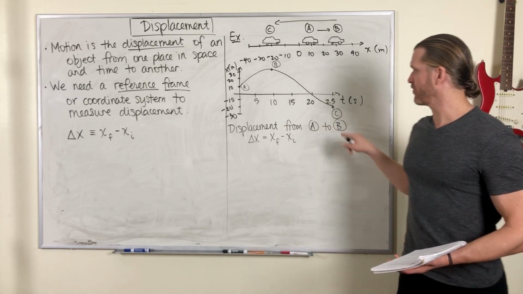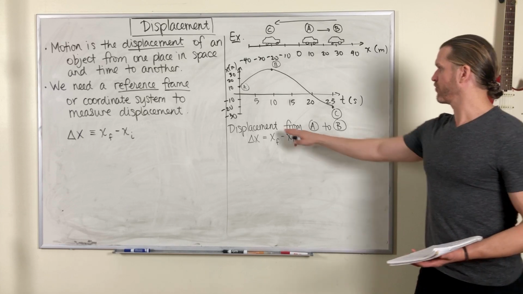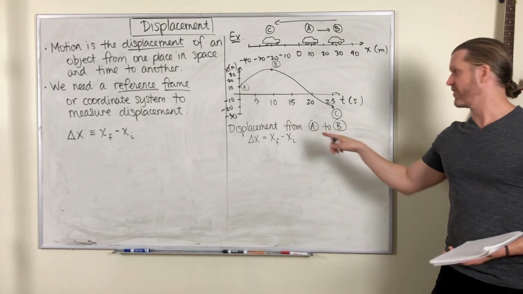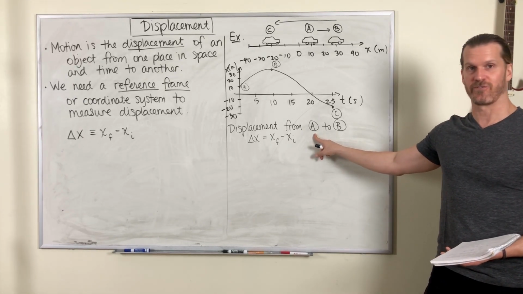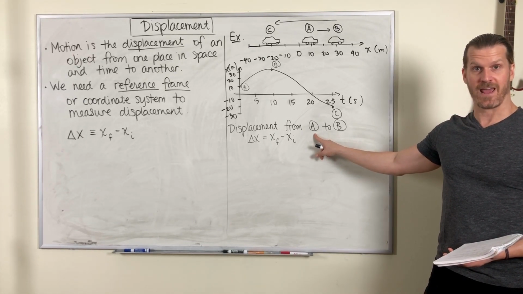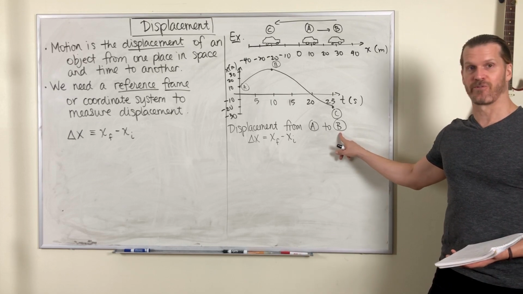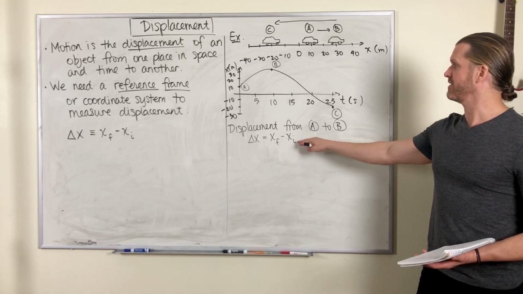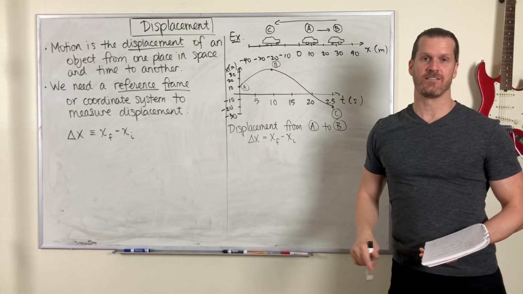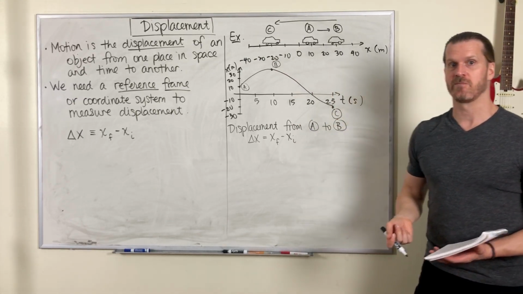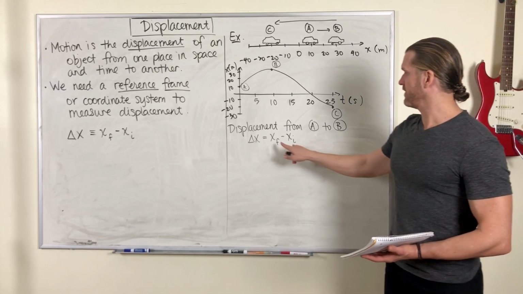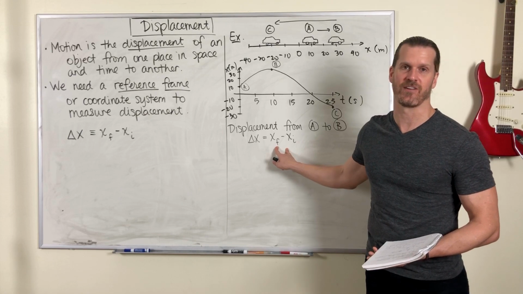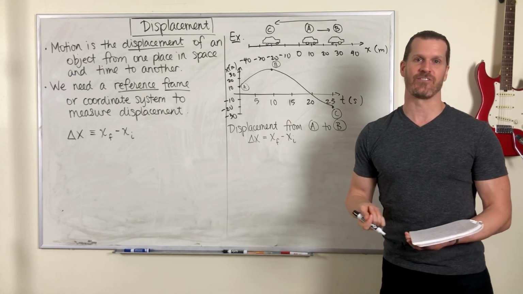For this particular question, we're trying to calculate the displacement from A to B. So for this question, initial would refer to point A, and final would refer to point B. Final does not mean point C, because that's not what the question's asking. So you need to interpret these symbols a little bit. You need to use some common sense and make sure you're answering the question that's being asked.